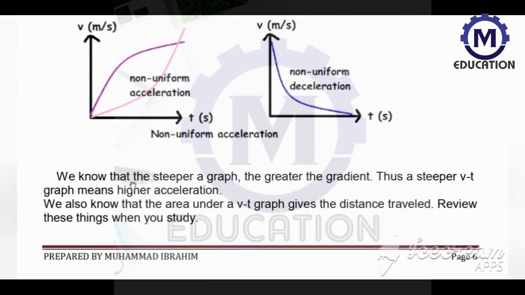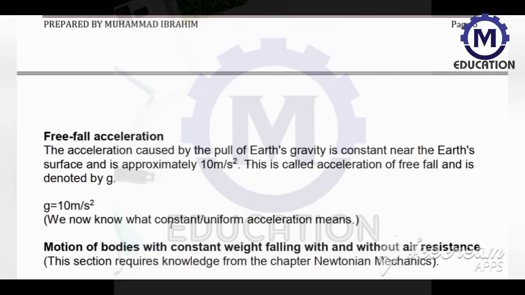We know that the steeper a graph, the greater the gradient. Thus a steeper velocity-time graph means higher acceleration. We also know that the area under a velocity-time graph gives the distance traveled. Review these things when you study in your book.